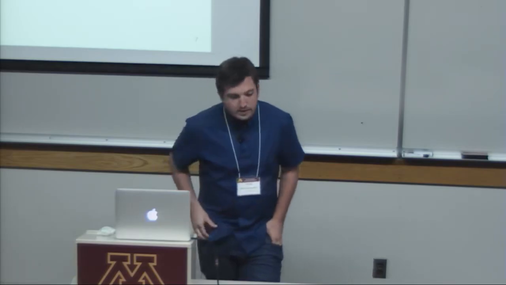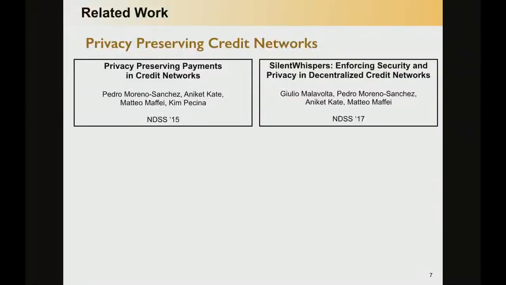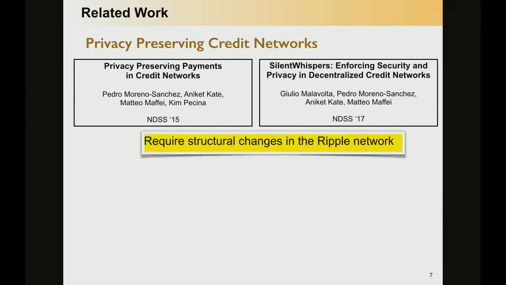On our side, we have defined two different architectures to provide privacy-preserving credit networks in a provable manner. These two architectures have strong privacy guarantees, but the problem is that they require changes in the structure of the Ripple network and cannot be directly deployed today in the current Ripple network.